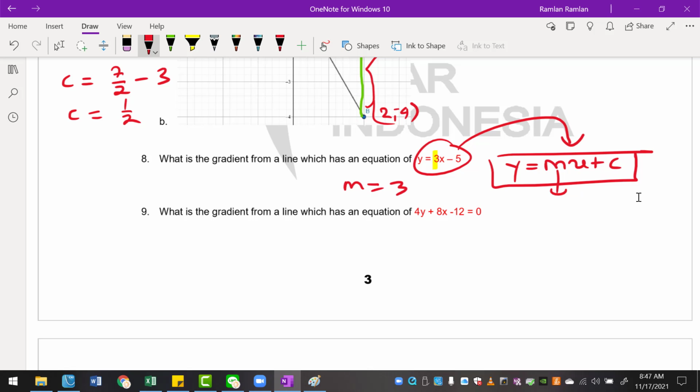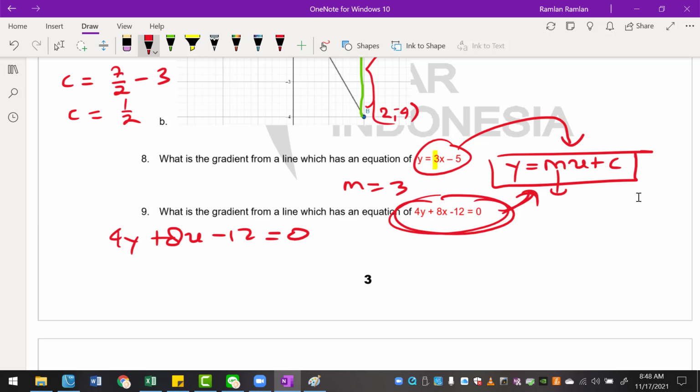The same exact question, but this time the equation is not in this form. So how do we find the gradient? Let's change this into this form by moving all the terms which are not y to the right side, and leaving y on the left side. So let's do that. We have 4y plus 8x minus 12 equals 0. Okay, so that is the equation.